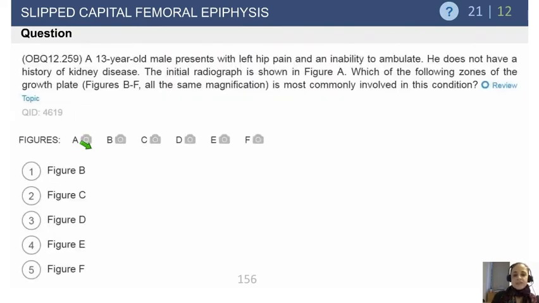So on to our next question. Again, we have an adolescent male with hip pain and inability to ambulate. His initial x-rays are shown here, and I'll click to those in a second, but the goal of this question is to figure out what zone of the growth plate is most commonly involved with this condition.